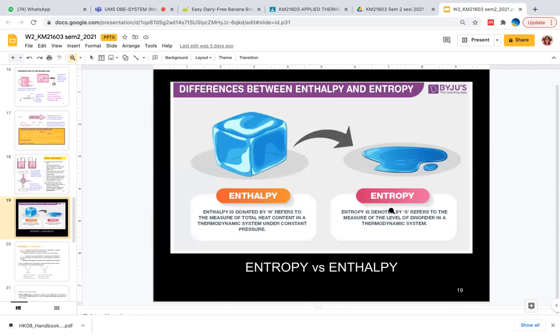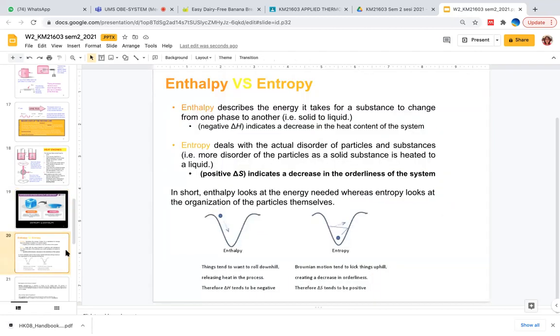So, the difference between enthalpy and entropy. I'm not sure you learned about entropy before, but definitely you have learned about enthalpy. Enthalpy is denoted by H, and refers to the measure of total heat content in a thermodynamic system under constant pressure. I think you should be familiar with H. If you refer to entropy, we normally use S to refer to the disorder in the thermodynamic system. So what does this mean?